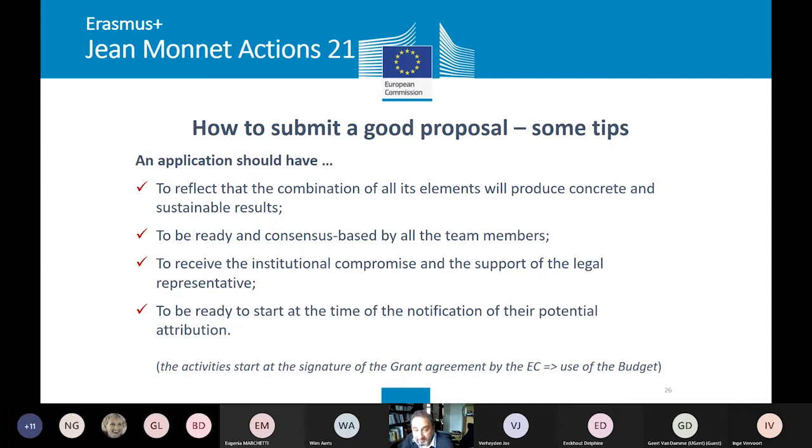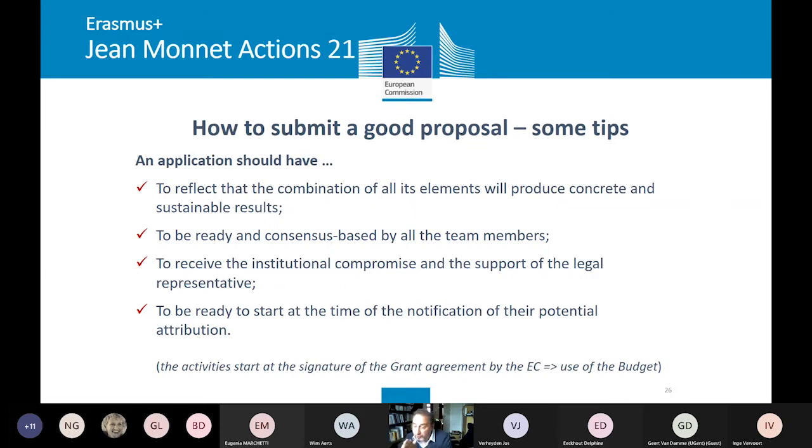And at the end, it is said that you must be ready to start at the time of the notification of the potential attribution. If you are selected, you have to be ready to start your activities. Normally, the activities, as written, start at the signature of the grant agreement by the EC or the grant decision for your member state.